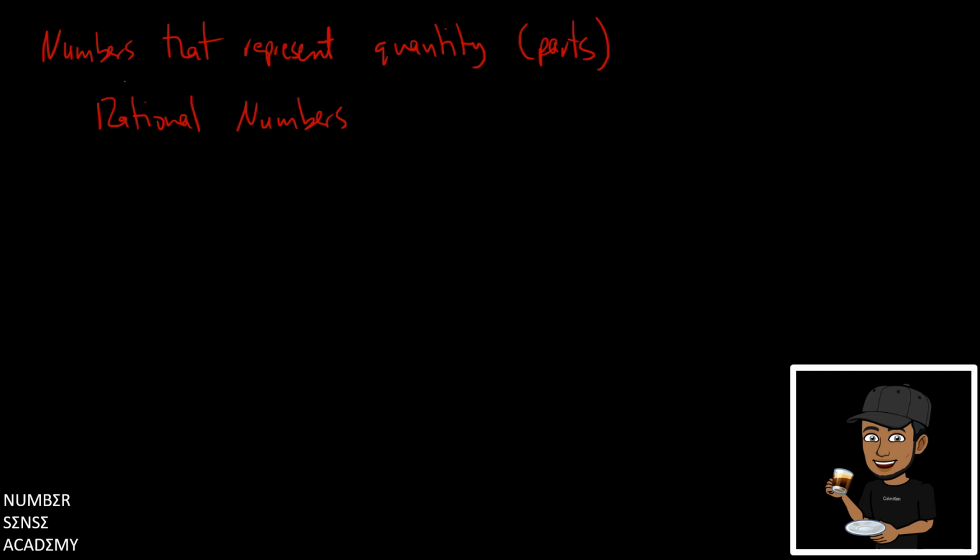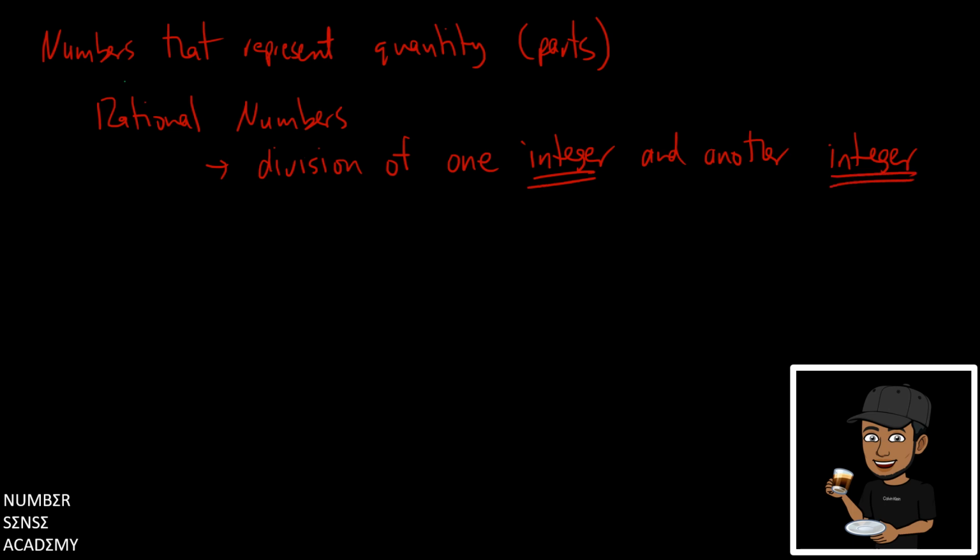And the rational numbers mean that you can divide two integers. So you take one integer and you divide it by another integer. And they have to be integers. Okay? So they can be negative or positive, but they have to be integers. So, for example, 4 is an integer. Okay, 4 can also be written as 4 over 1.